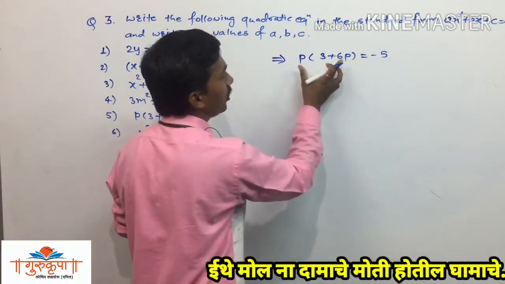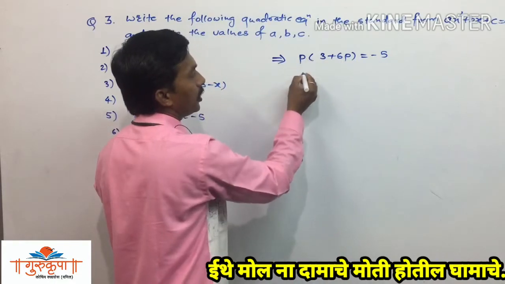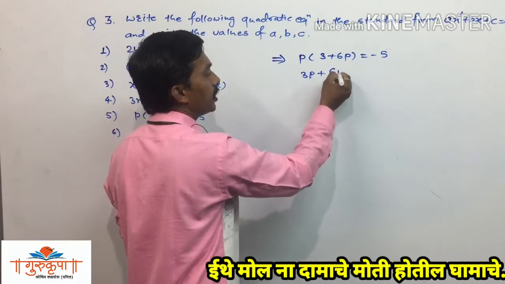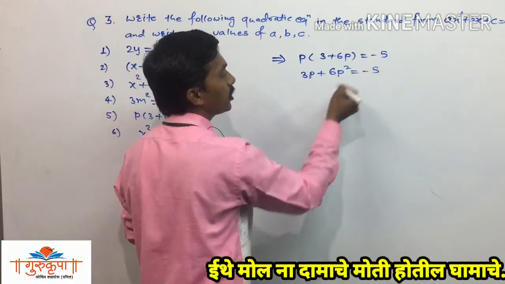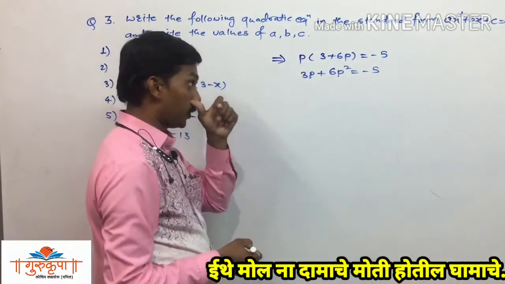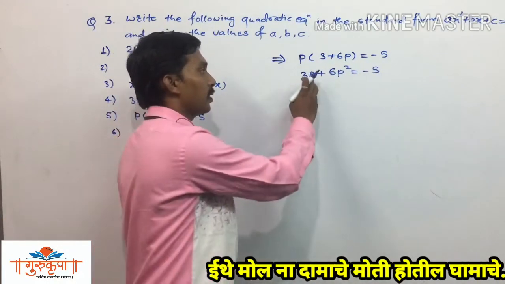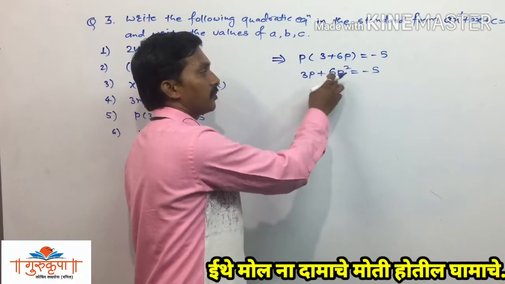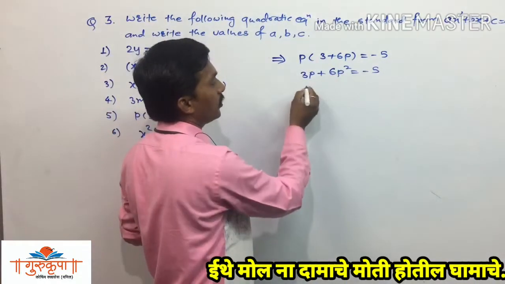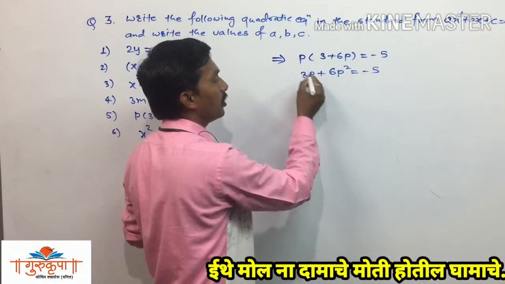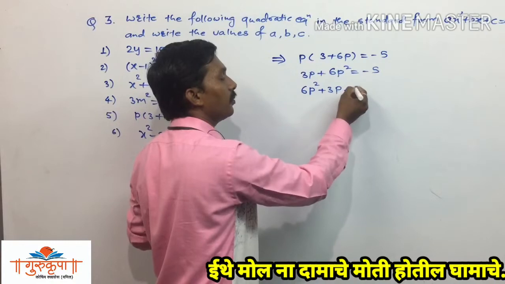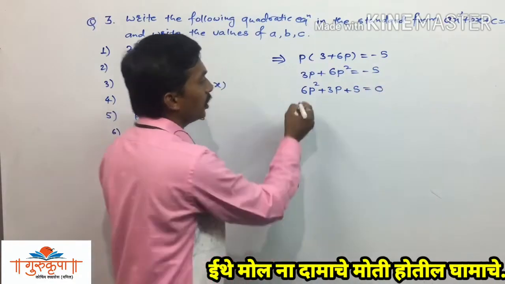We will take multiplication first. p into 3 is 3p plus p into 6p, that is 6p square, that is equal to minus 5. Now transfer this term to the left side. Before transferring, we will write these terms in the descending order of indices, that is we will write the square term first, positive 6p square, positive 3p the linear term, and the constant term will become plus 5, it is equal to 0.